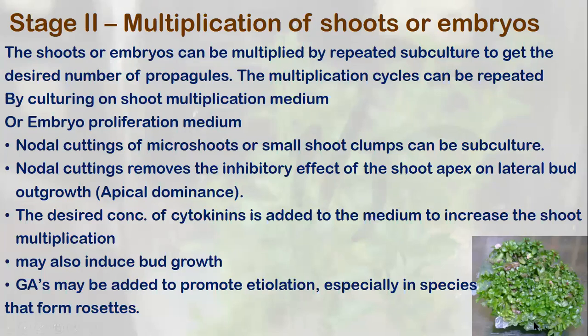GA may also be added to promote elongation. Now you see all these shoots here, they are very small shoots. These shoots cannot be used in the further stages. So in a condition like this, we may have another step or stage. We may call this 2A and that 2B, where we need to elongate these shoots so that they can be rooted. I will show you elongated ones also.